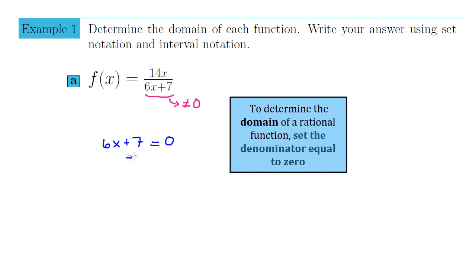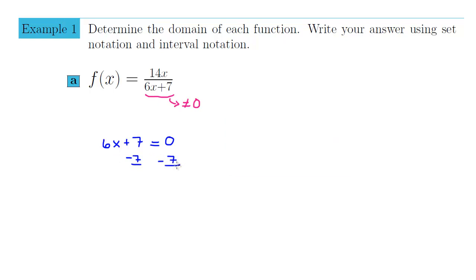This is a simple linear equation, which we can solve rather quickly. We have 6x is equal to negative 7. X is equal to negative 7/6. X equals negative 7/6 is the value which makes this expression undefined. Therefore, the domain for this function is every number except negative 7/6, because when you take negative 7/6 and put it in the denominator, it will give us 0. And that's a bad thing. That will make our expression undefined.